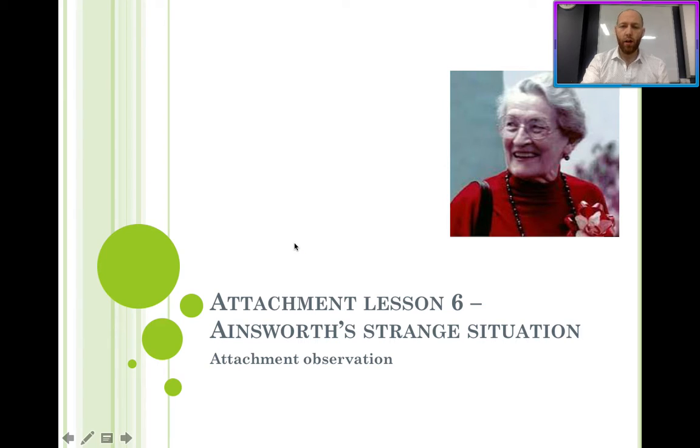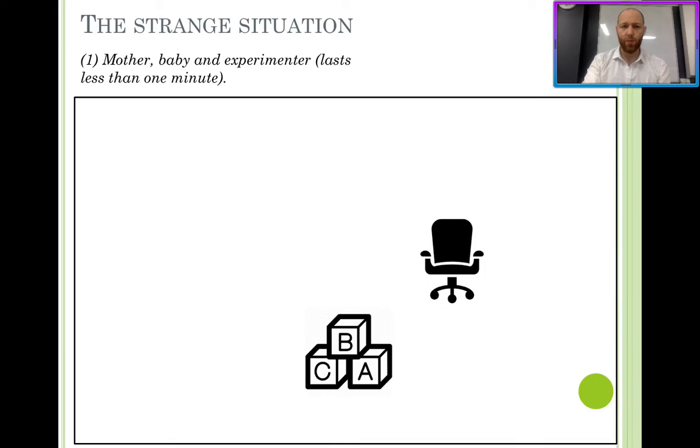In this lesson we're going to look at the strange situation, the different stages involved, and then we're going to evaluate it as a method for assessing childhood attachment. So, the strange situation. The strange situation is a laboratory set up to look a bit like a waiting room. There is a comfy chair and some toys for the child to play with.